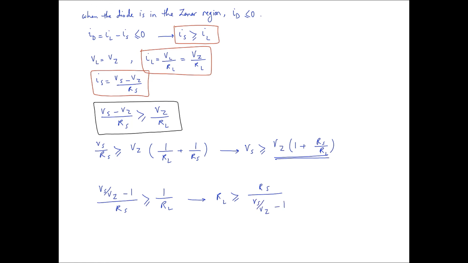So as long as my load resistance value is greater than this quantity, the voltage across the load is going to stay at a constant value equal to VZ, and the only thing that happens while our load resistance is increasing is that the load current is going to decrease, and it's going to maintain a constant voltage drop across the load. So it's going to act like a voltage reference.